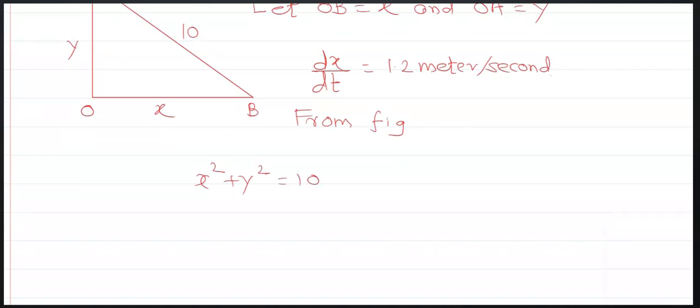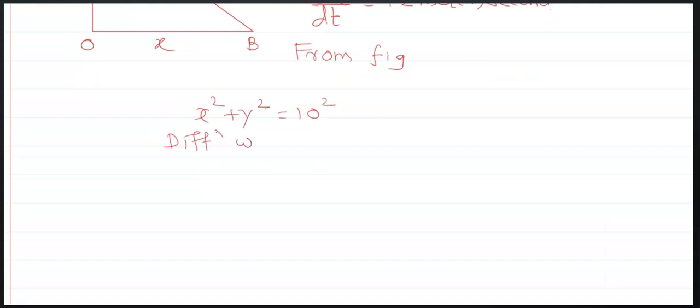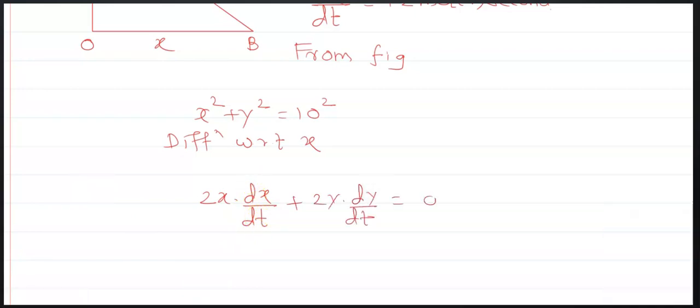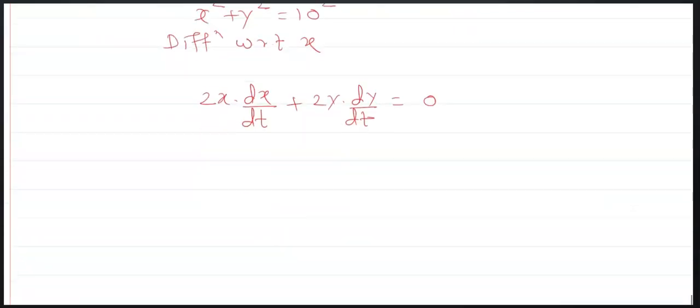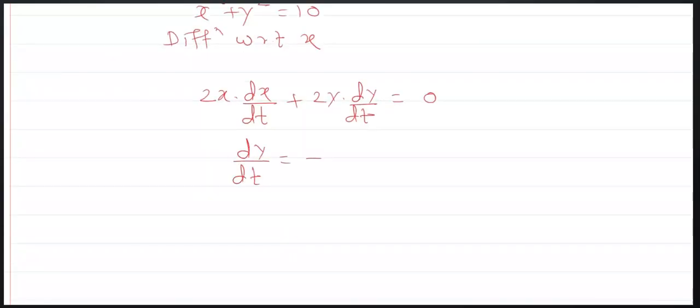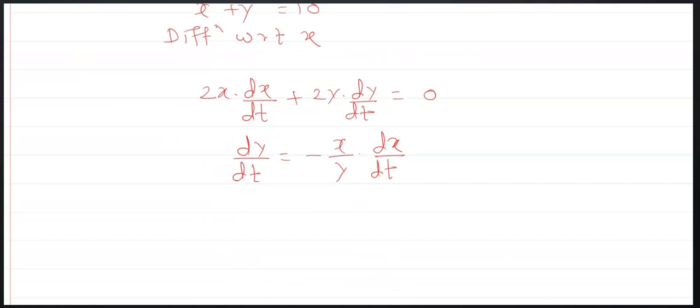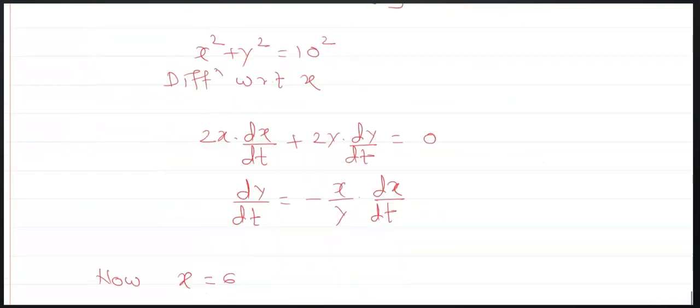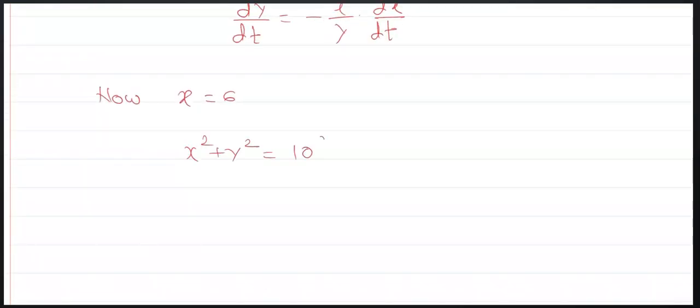But by using Pythagoras, x square plus y square is equal to 10 square. Now differentiate this with respect to t. 2x into dx upon dt plus 2y into dy upon dt is equal to 0. Therefore, dy upon dt is equal to minus x upon y into dx upon dt. Now substitute the values. When x is equal to 6, then y is equal to 8.